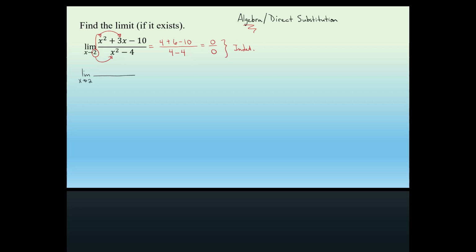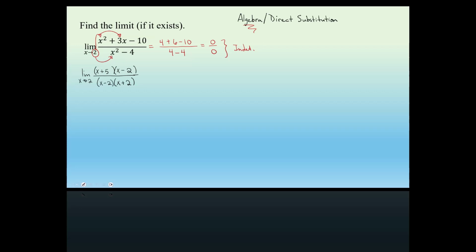In my denominator, I see this is a difference of squares, so I'm going to go ahead and factor that: x minus 2, x plus 2. My numerator, well, this is a trinomial. It does factor. I'm looking for numbers that will multiply together to give me negative 10, but will add together to give me positive 3. So hopefully you agree with 5 and negative 2.